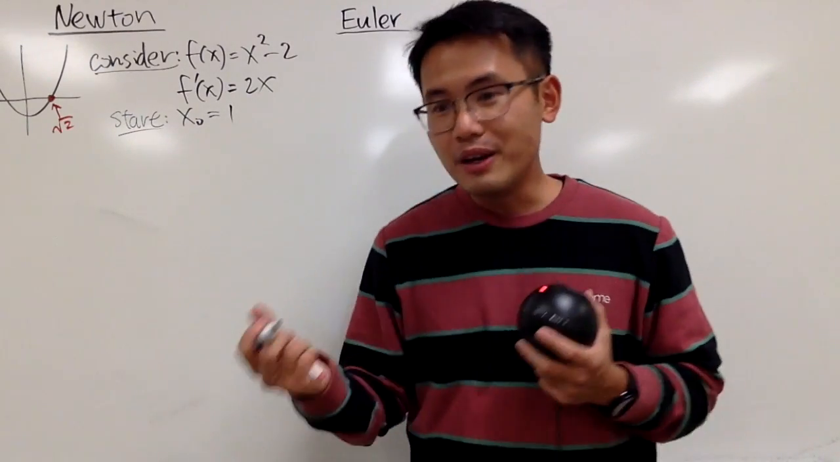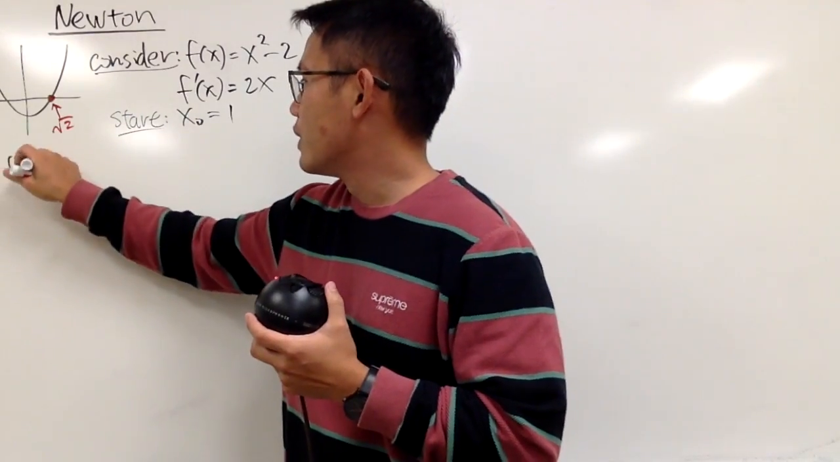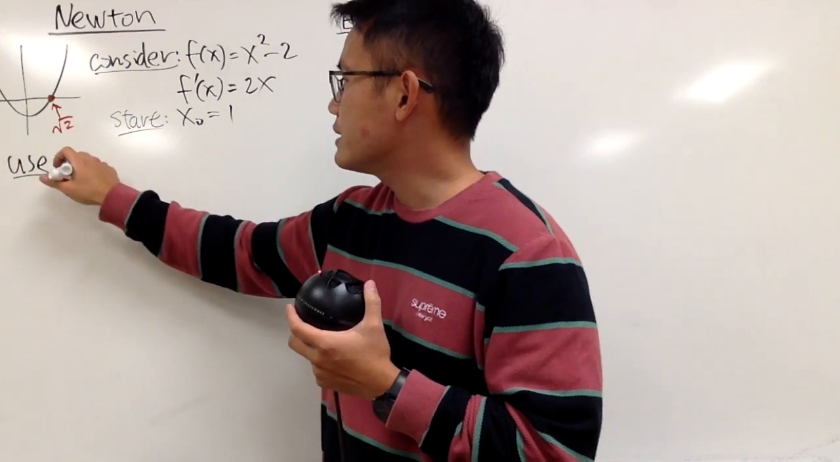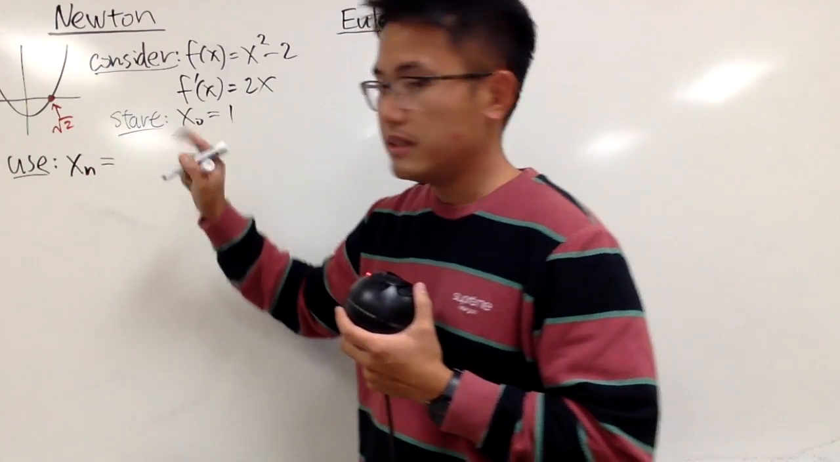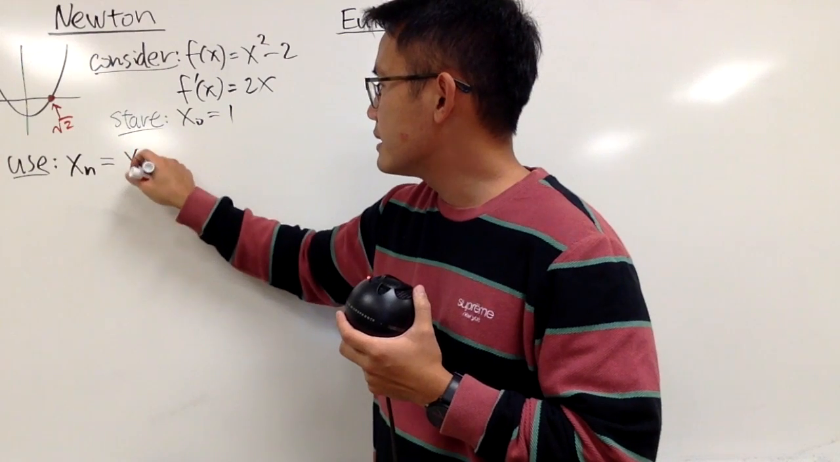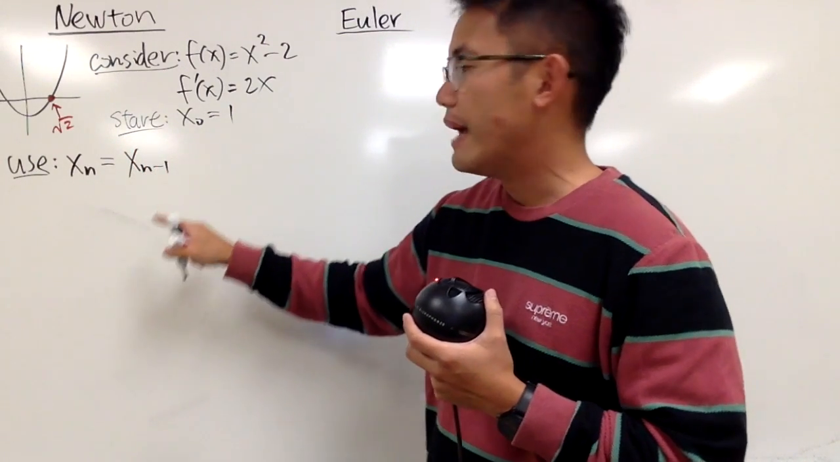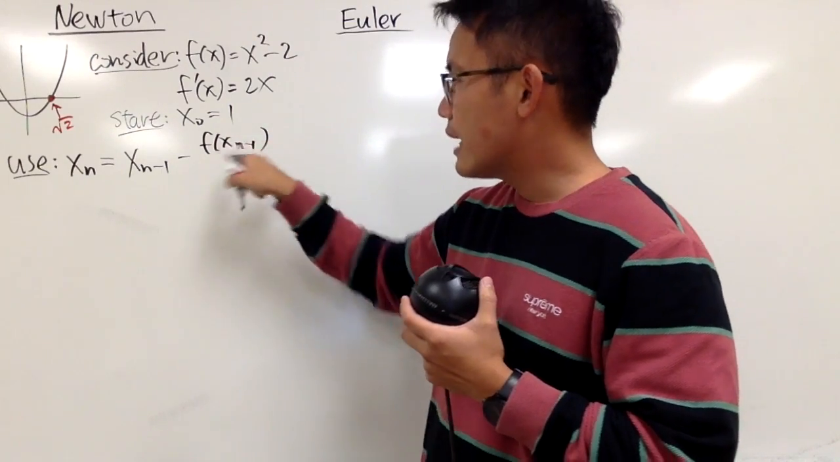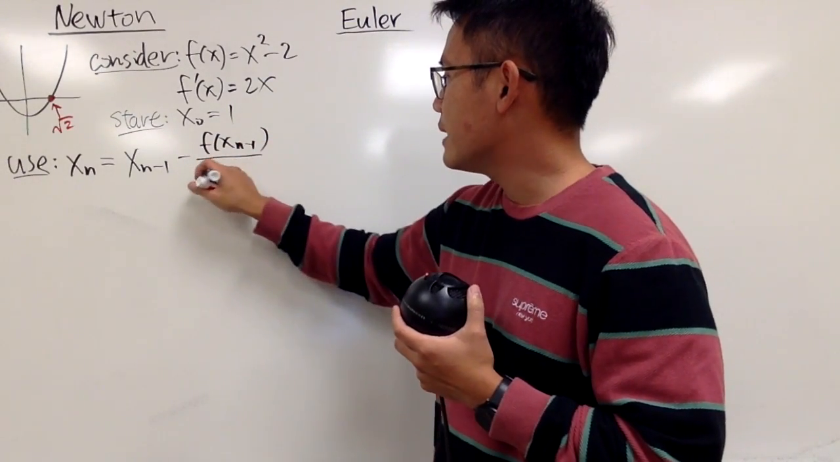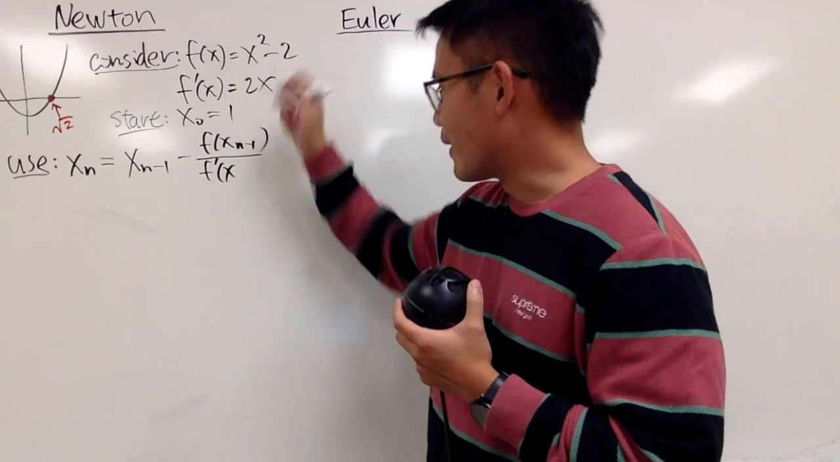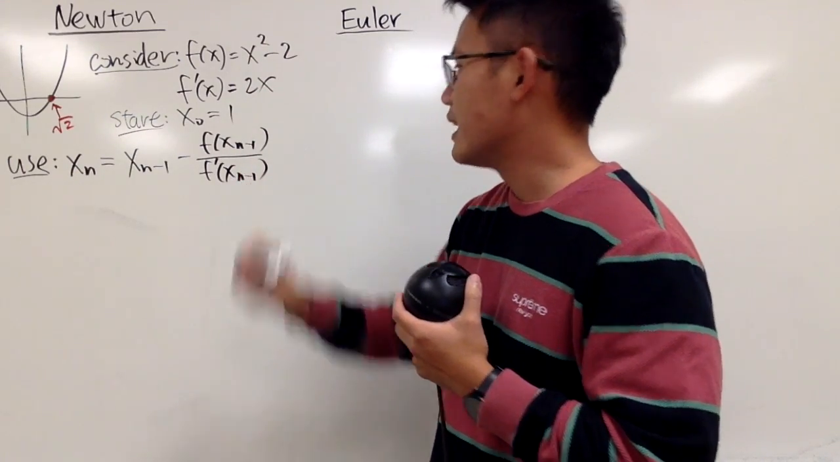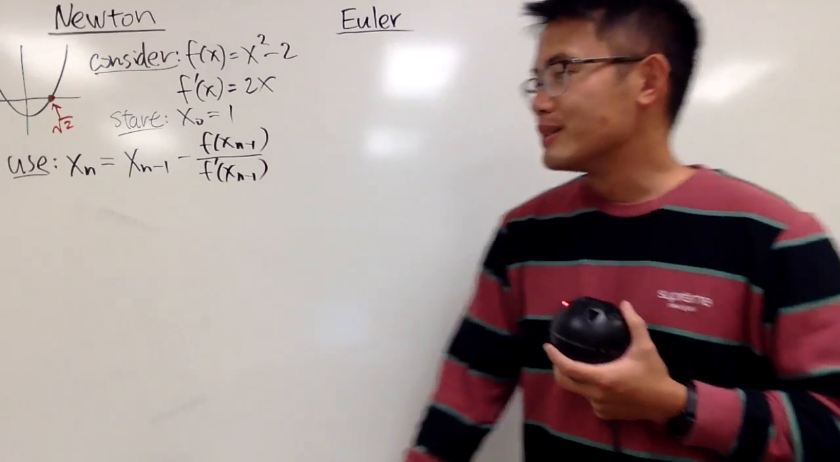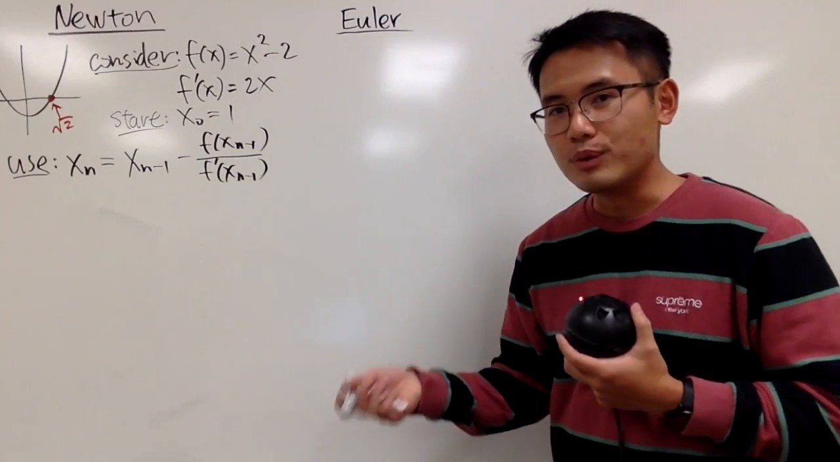And of course, here is the formula that we are going to use. We will have the formula which is x n equals the previous x value, and then we subtract the value of the function at the previous x value divided by the derivative of the function at that previous x value, just like that. So of course, now we can just plug in the values and things like that.